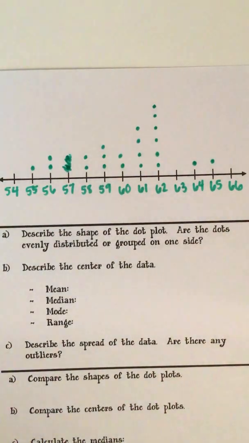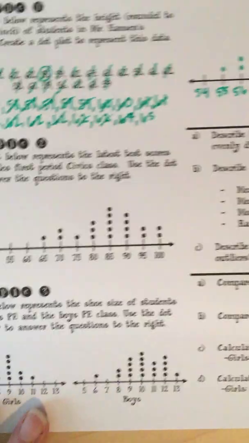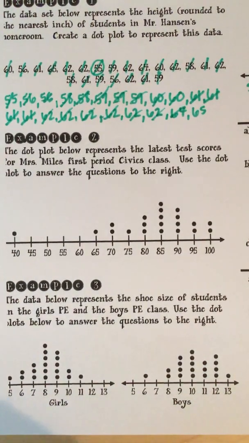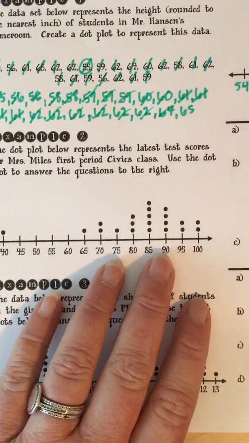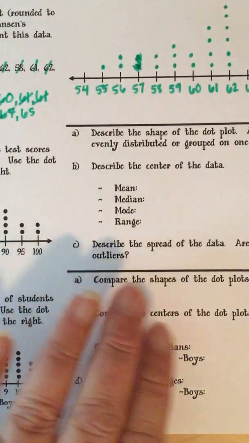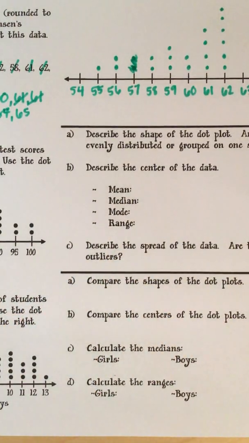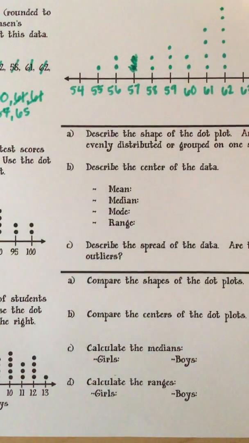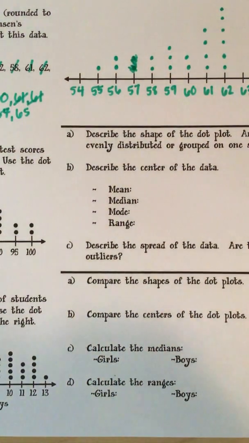So now we are going to look at this dot plot and the question. It says the dot plot below represents the latest test scores for Mrs. Miles' first period civics class. Use the dot plot to answer the questions to the right. Okay, so A says describe the shape of the dot plot. Are the dots evenly distributed or grouped on one side?